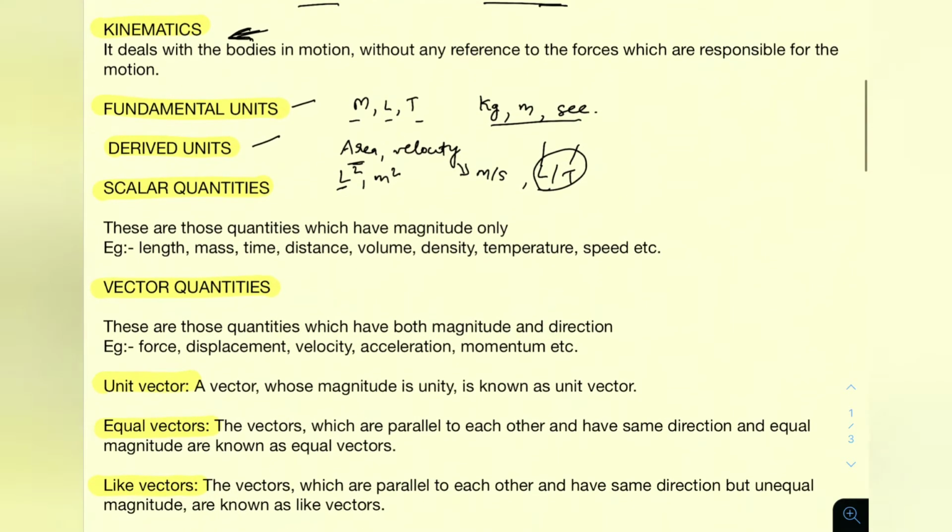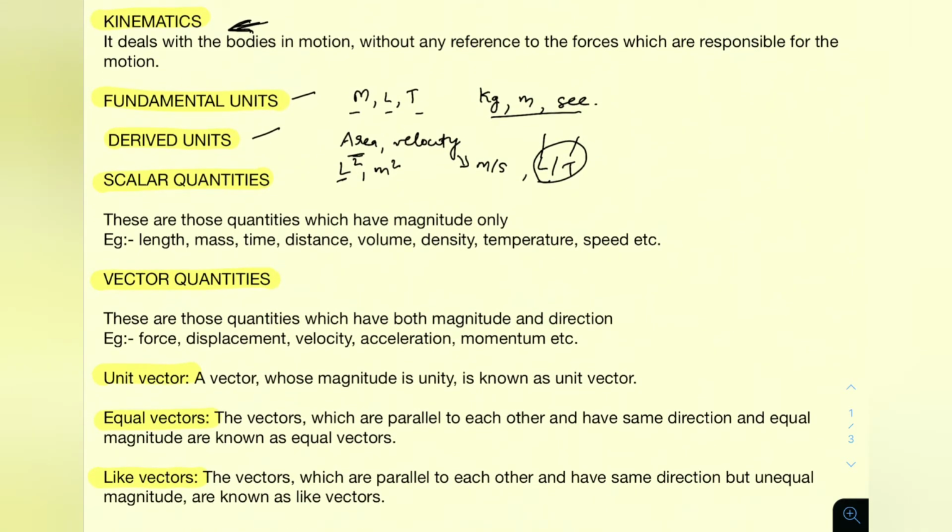Then scalar quantities. Scalar quantities are like length and mass, like 3 meter, 5 kg. There is a magnitude for this, but there is no direction. Such quantities are called scalar quantities. These are those quantities which have magnitude only. Examples are length, mass, time, etc.